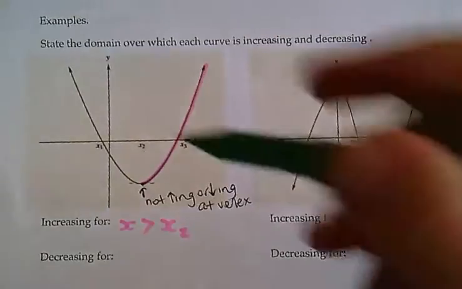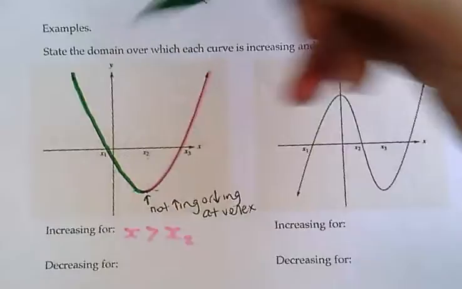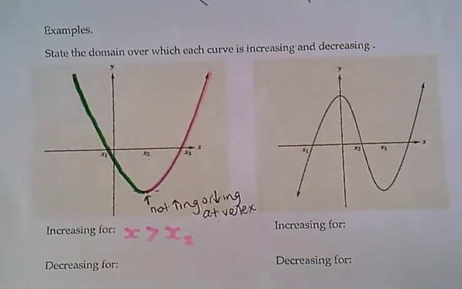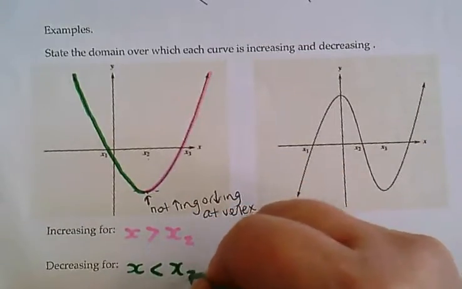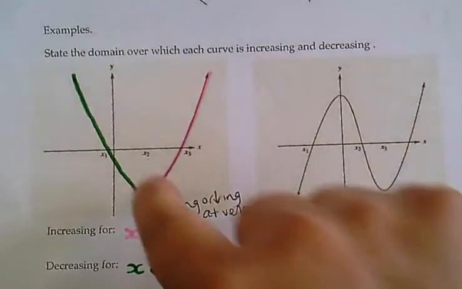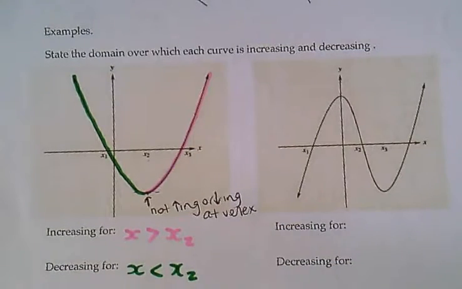This is decreasing, the curve goes down here. Can you see that? For values of x less than x sub 2, whatever that is. Now, if that was 4, this would be x is greater than 4. This one would be x is less than 4 if it was that.